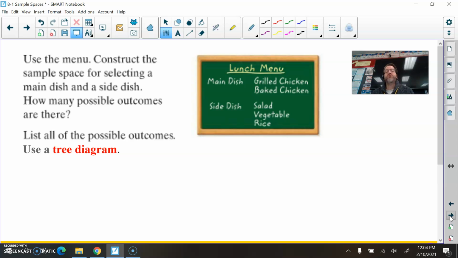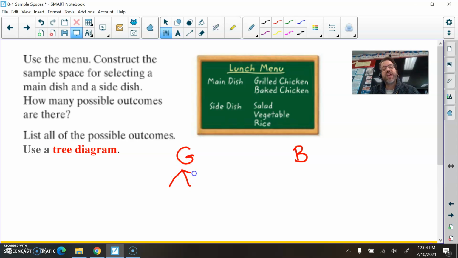So here's how the tree diagram works. We have our main dish here, and we have two options, either grilled chicken or baked chicken. I think I'll call the grilled chicken G. And I'll call the baked chicken B. G for grilled, B for baked. Now, whichever one of those that you choose, you have three options for your side dish.